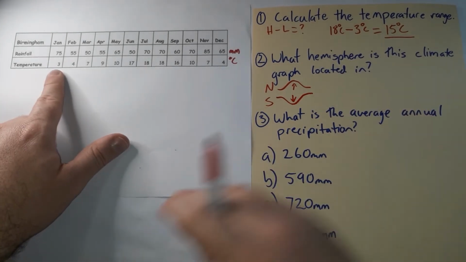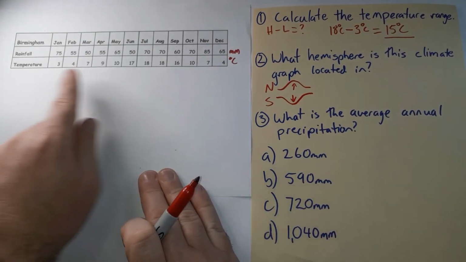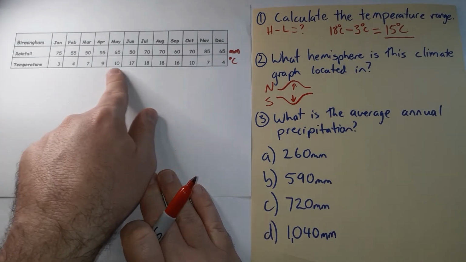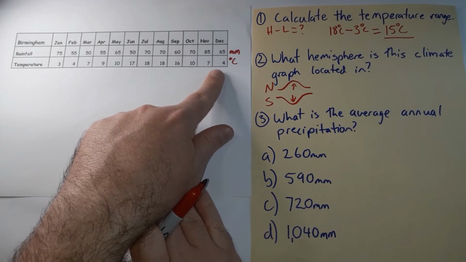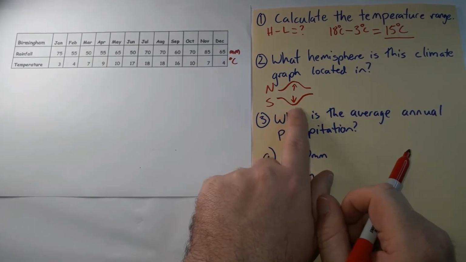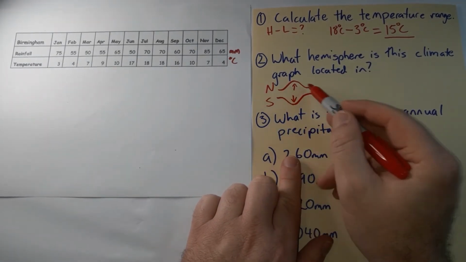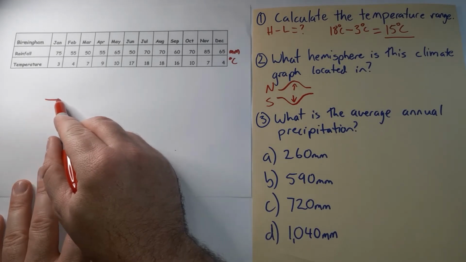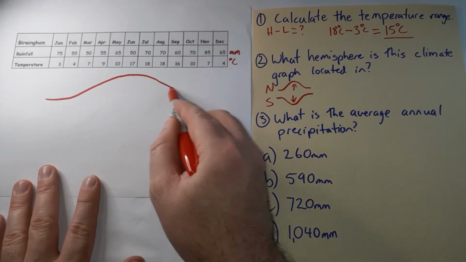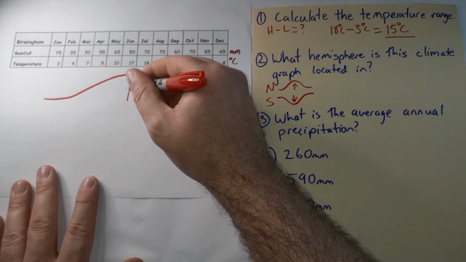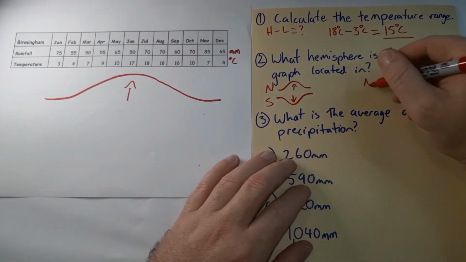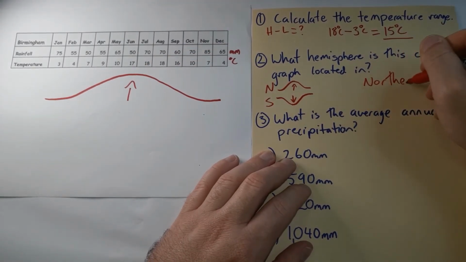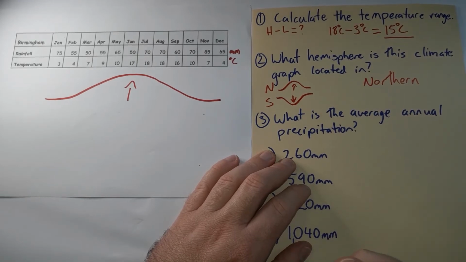So if I, without graphing it officially, look at this data, it starts low, gets higher, and gets lower again. Which of these two does that look like? It looks to me like the northern hemisphere. So we've got data which is low, gets higher, and gets lower again. That bump up says to me northern hemisphere. And that's what I'm going to put as my answer.